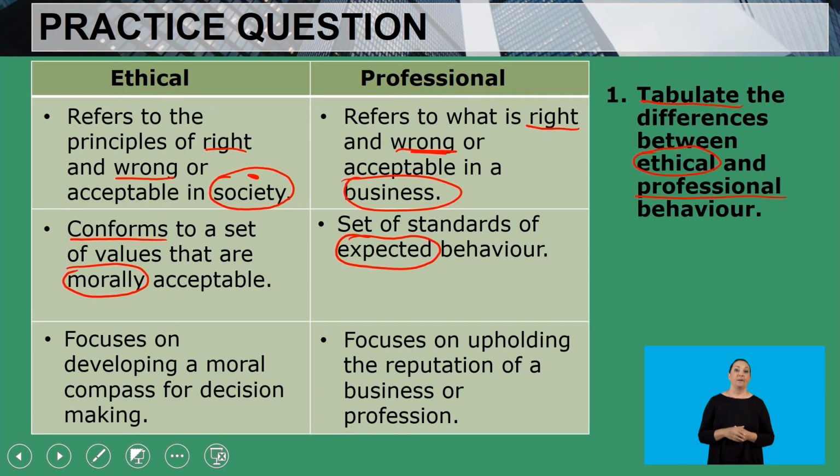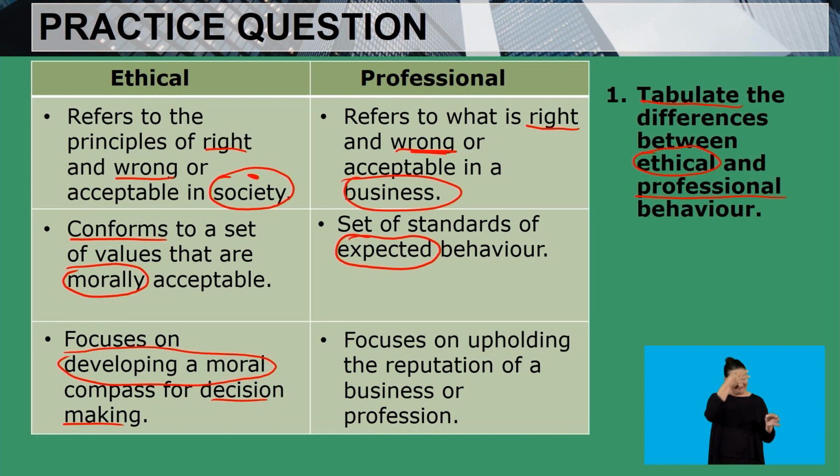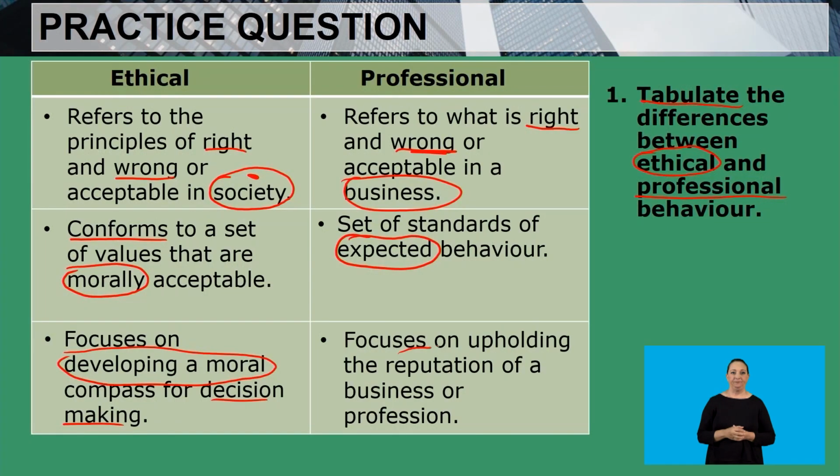Now, ethical behavior focuses on developing a moral compass for decision making. In simple terms, this means that before I make a decision, I need to look at, is it right according to society or is it wrong? Then I use that to make my decision. Professional behavior focuses on upholding the reputation of a business or a profession. So here I am doing what is expected of me so that I can have a good reputation for the business that I work in.